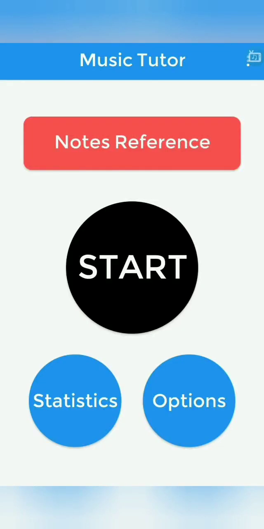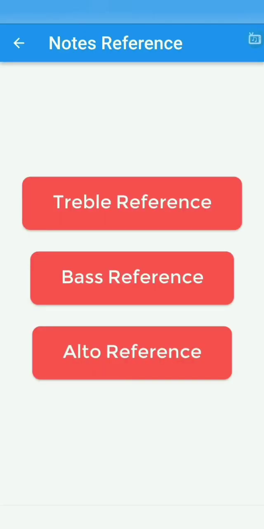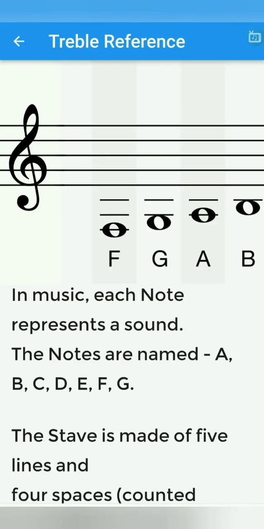In the Music Tutor app, you click on Note Reference, and then on the next page you click on Treble Reference. Get to the next page. In music, each note represents a sound. The notes are named A, B, C, D, E, F, G.